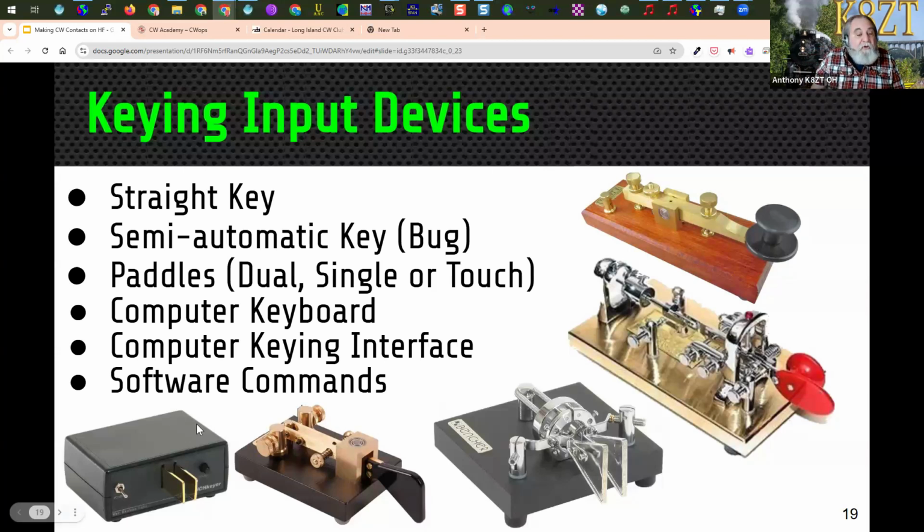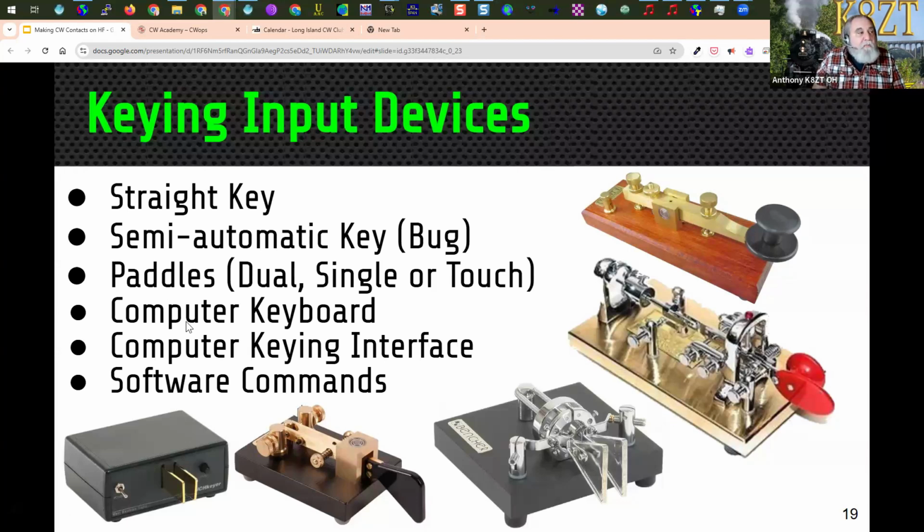We also have a third type of paddle here. This can either be a single or dual, but it is not a paddle that moves. It is a paddle that has a high capacitance and it detects your finger. So it is a touch sensitive or touch paddle. When you touch it, it doesn't move. It simply senses your finger and it closes the circuit just like any of these other two would.